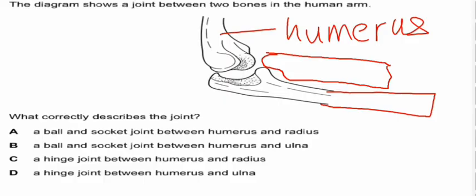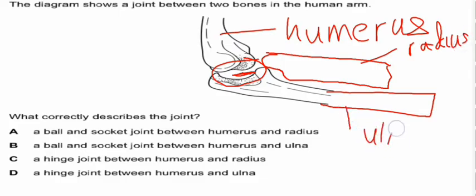And the joint which exists here is what we call the hinge joint, not the socket joint or ball and socket joint. The reason why it is called the hinge joint is because it allows movement on one plane, right? So if this one here is the radius, and this one here is the ulna. So let's see the question. What collectively describes the joint?